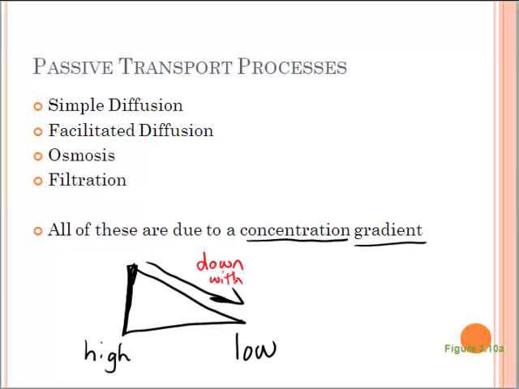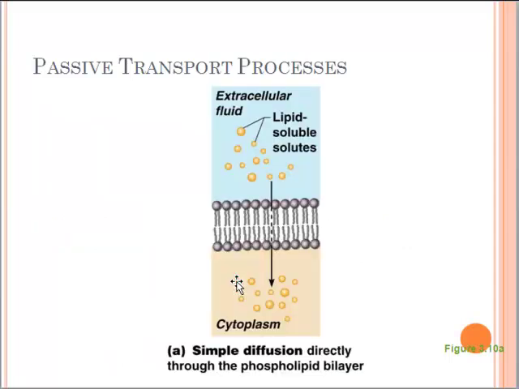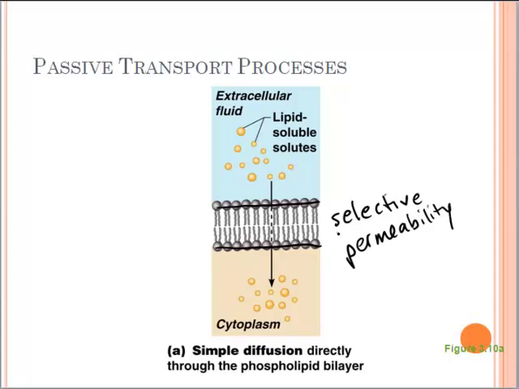So let's look at each of these in turn and figure out what's going on. In simple diffusion, notice here that we have the plasma membrane. This is the phospholipid bilayer made up of all the phospholipids. This phospholipid bilayer is called selectively permeable. What that means is that it doesn't let everything in or out; it's selective in what is able to move in and out.